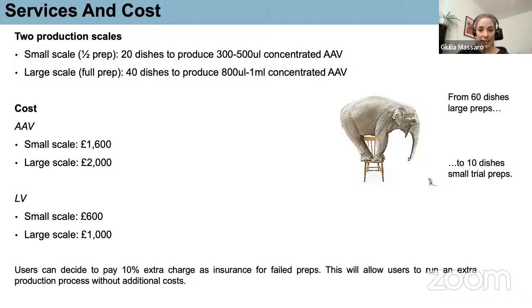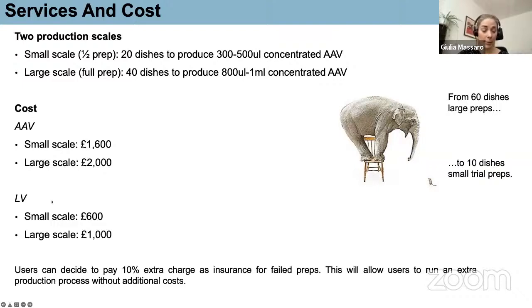But we're very flexible, and at the moment I've done all the way from 60 dishes for large preps to 5-10 dishes for small trial preps, if someone wants to just give it a go and see how it goes. So we're very flexible, and we try to accommodate everyone's needs.